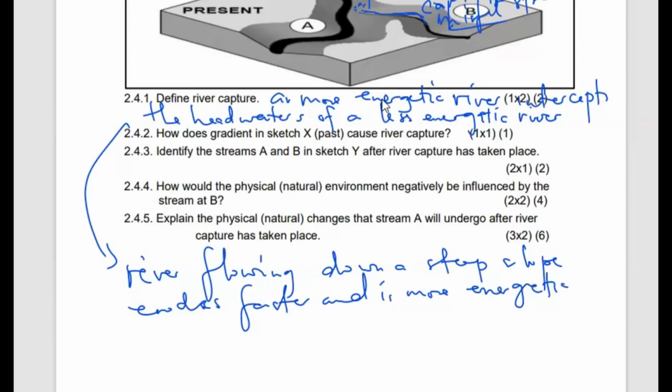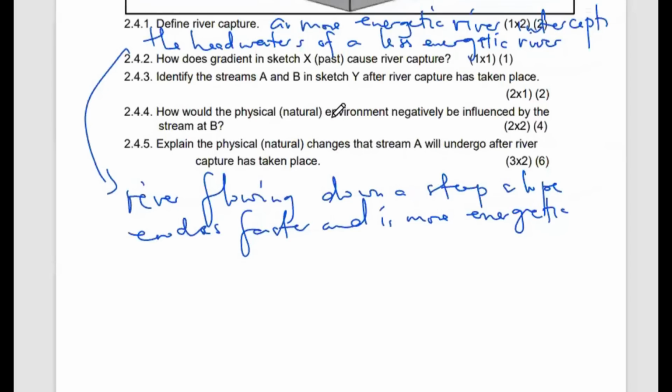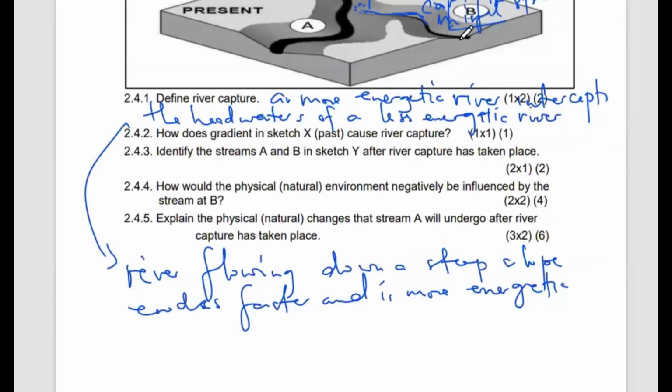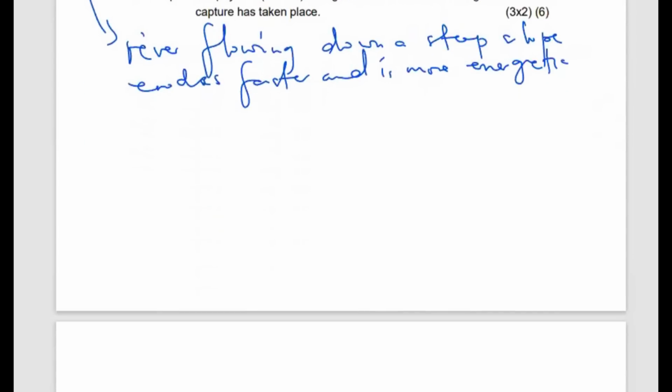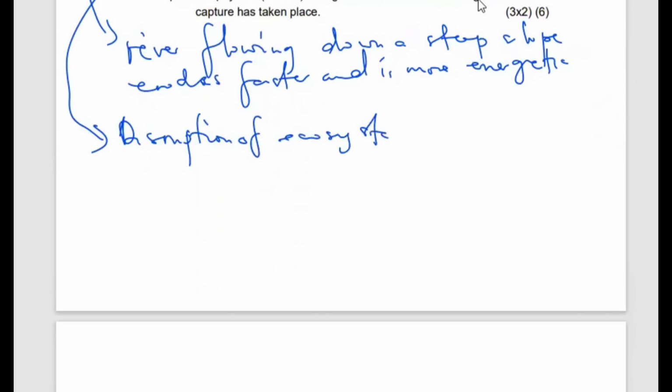Right, let's move on to the next question. 2.4.4. How would the physical or natural environment negatively be influenced by stream B? This stream B here, now there's less water flowing in stream B. How does that affect the natural environment? We are looking at the natural environment here, right? We can talk of disruption of ecosystems. Mainly the aquatic ecosystem is going to be disrupted because of limited supply of water in that stream downstream. And also biodiversity, the variety of animals and plants.